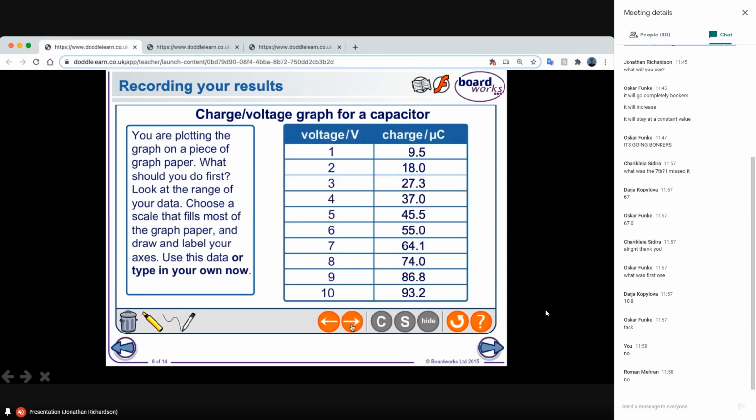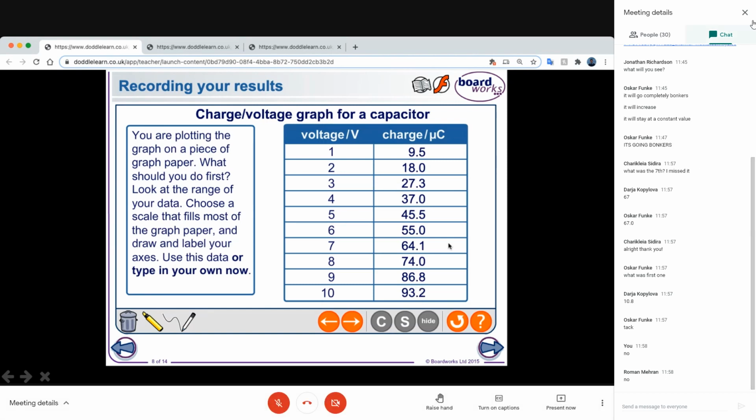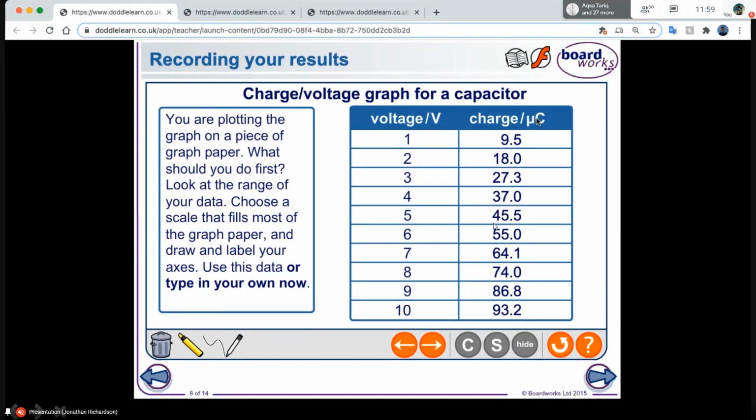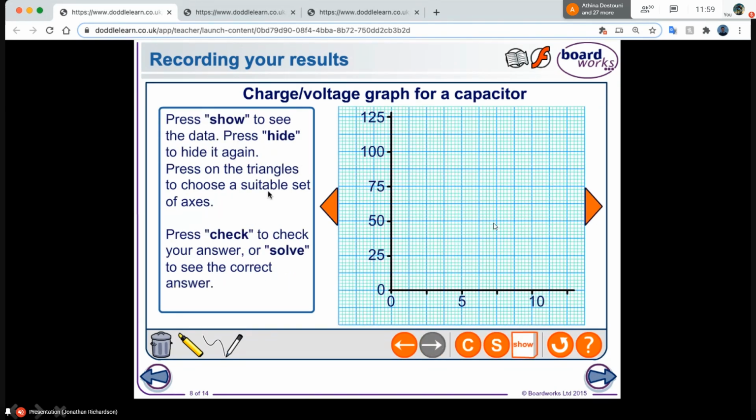So let's have a look and see. Now, your readings were not the same as these, so they're not the ones I want you to use. But what I do want you to do is now do a charge against voltage graph for this capacitor. Remember, please, your graph needs to have a title. So you need to have the title of your graph. You need to have a set of axes.